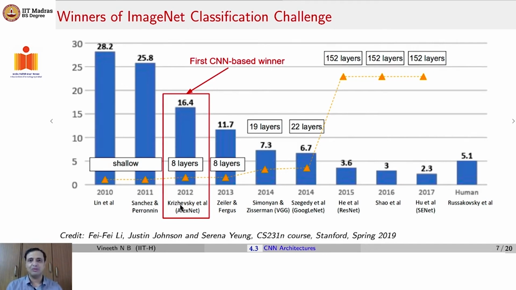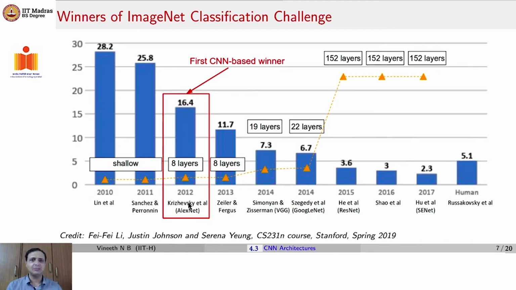And in 2012, Alex Krizhevsky and Geoffrey Hinton came up with a CNN architecture popular to this day as AlexNet, which reduced the error from 25.8 to 16.4, which was a significant improvement at that time. So this was the first winner of the ImageNet challenge which was based on a CNN. And since 2012, every year's challenge has been won by a CNN, significantly outperforming other shallow machine learning methods.